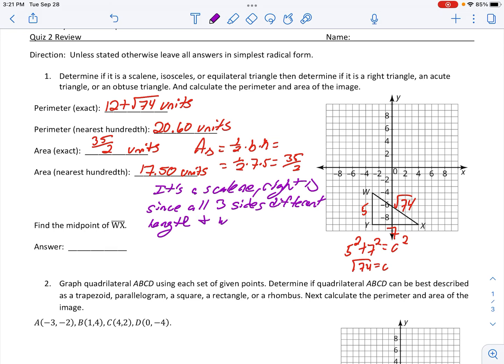And WY is perpendicular to YX, since the slopes are 0 and undefined, since these slopes are negative reciprocals.